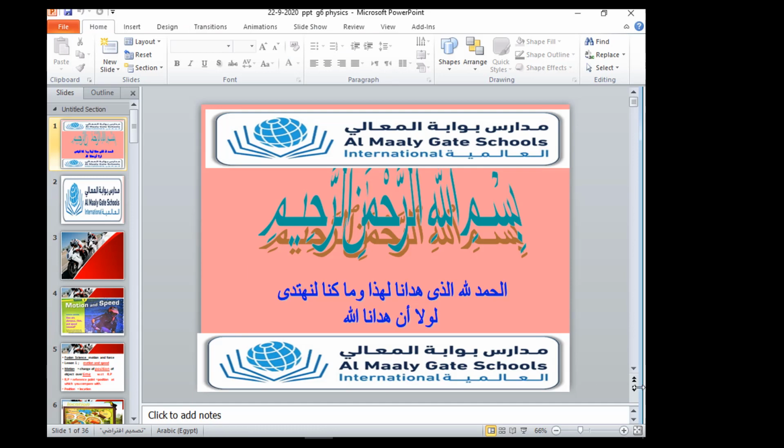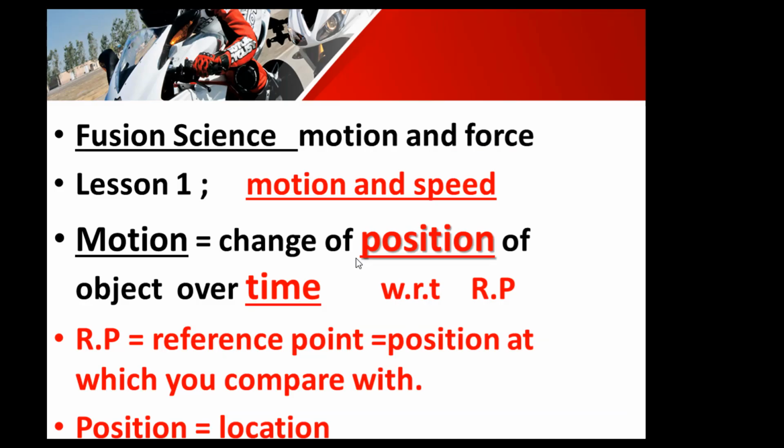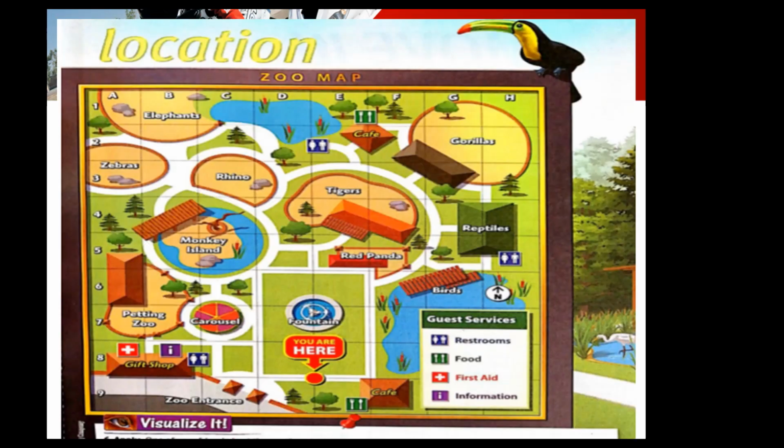What is motion? Change of position of an object over time. There are two things, position and time. Position and time with respect to what? With respect to a reference point, a fixed point, with which we compare. This is the reference point.